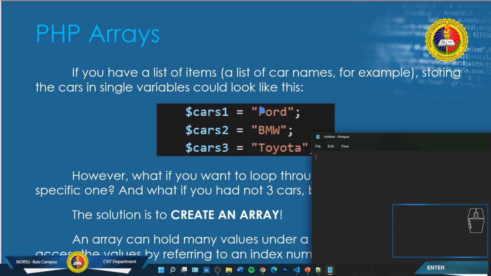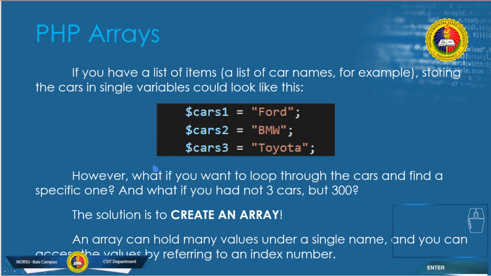Now, it's well and good. If we have a list of cars that you want to use in your program, we can store each in a single variable just like this. However, the problem arises if you have 300 instead of 3. What if there are 300 car brands that you want to store in your program? It's difficult if we have to create a variable for each of those car brands. If there are 300 cars, you'll have to create 300 variables. It's not going to be practical.